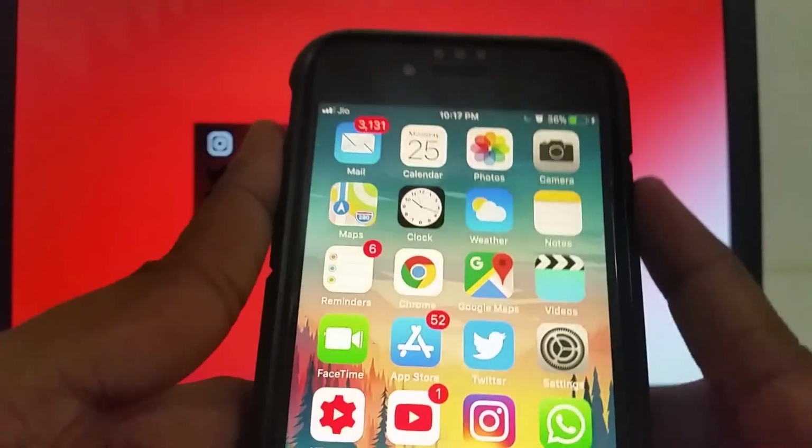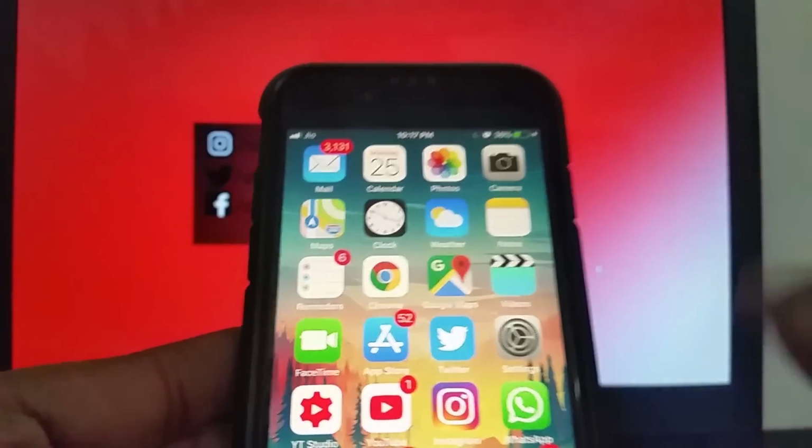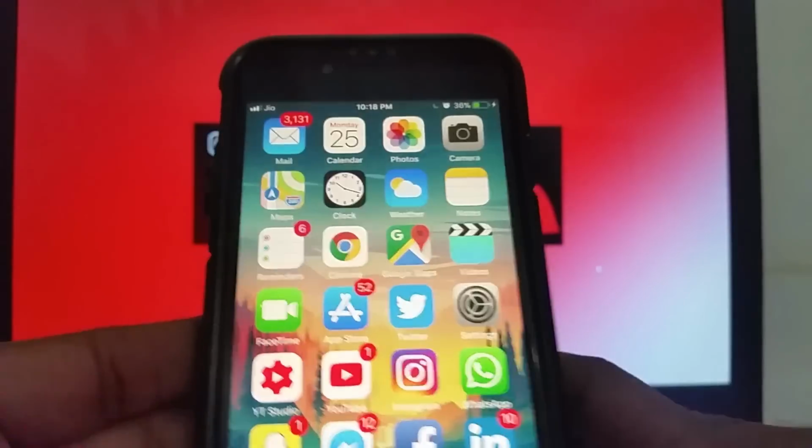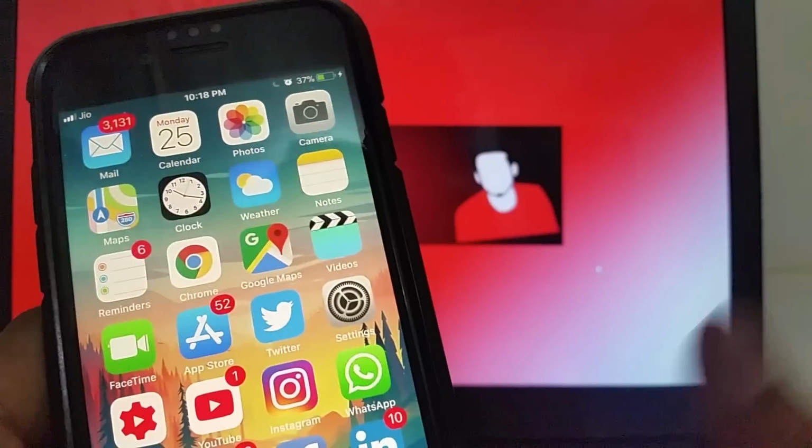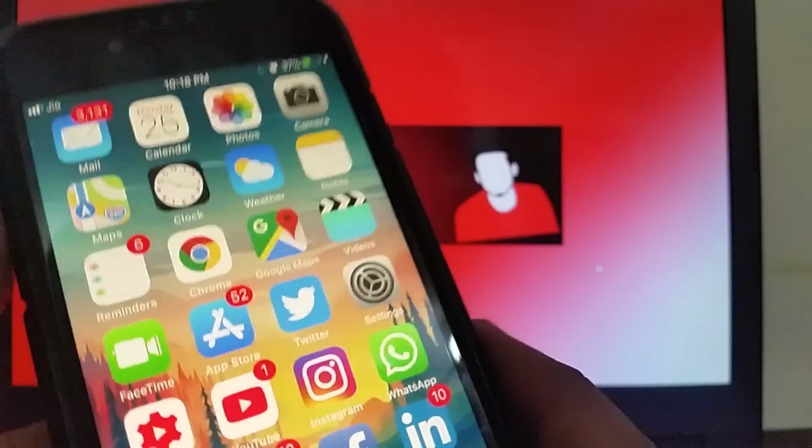I didn't use the phone for around 1 hour. I didn't even touch it. I didn't use any switches or anything. So the phone was running fine after 2 or 3 hours, and the next day I realized that my phone was stuck in headphone mode.